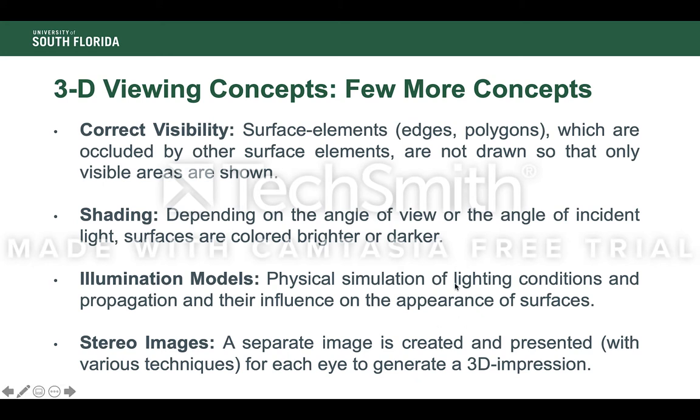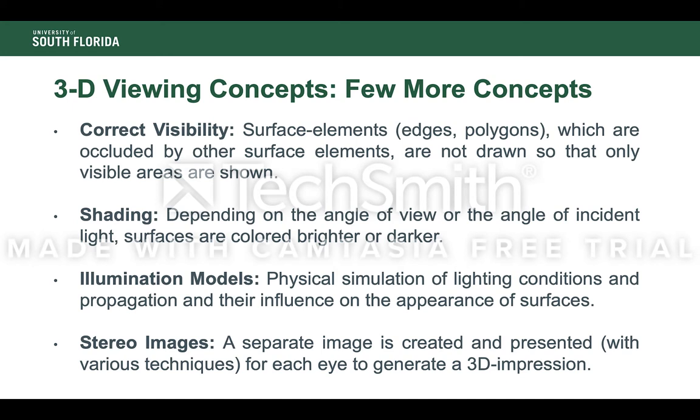The second one is shading. Depending on the angle of view, it's like depth cueing. You shade the particular image light or dark, so accordingly surfaces are colored brighter or darker. The third one is illumination models. Illumination is basically providing lighting conditions. The physical simulation of lighting conditions and propagation and their influence on the appearance of surfaces are nothing but illumination models.